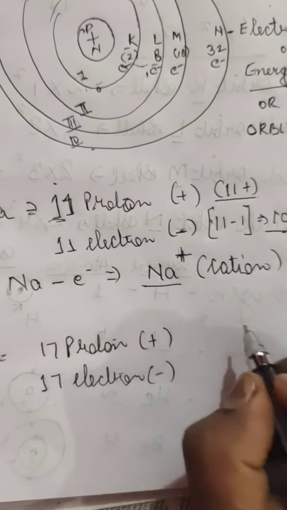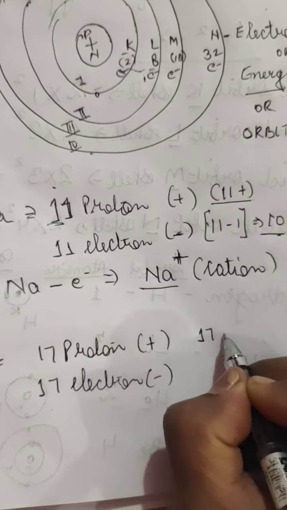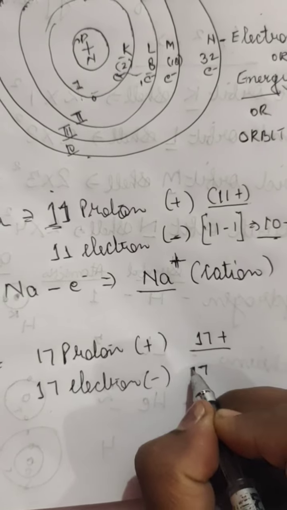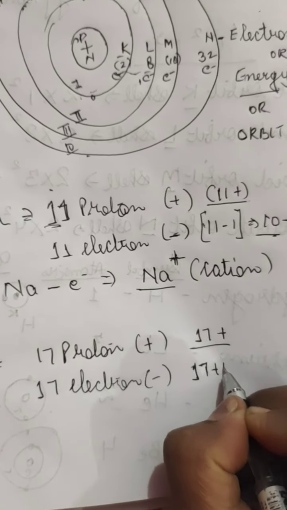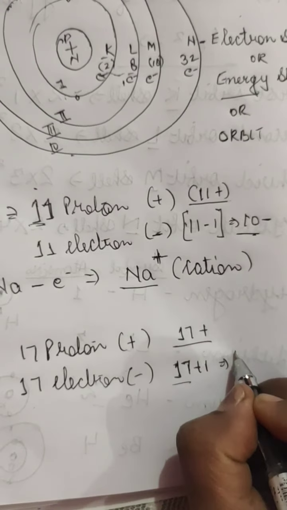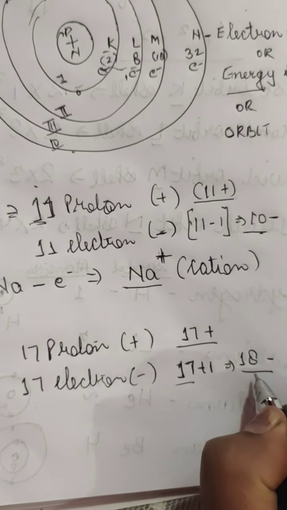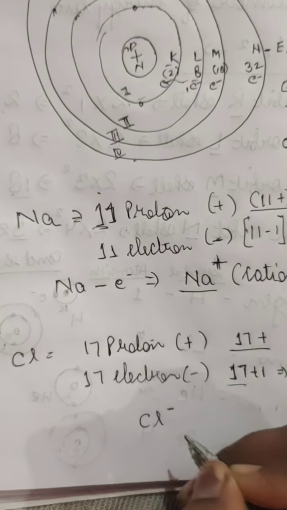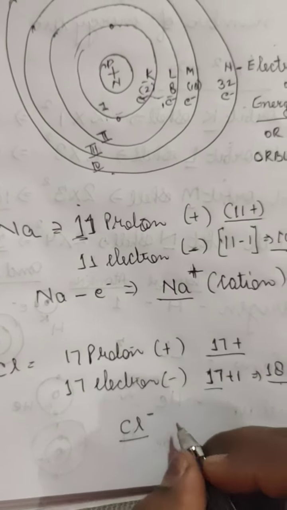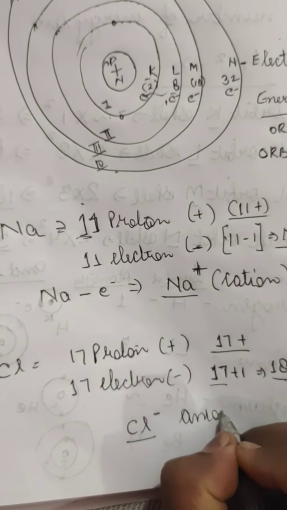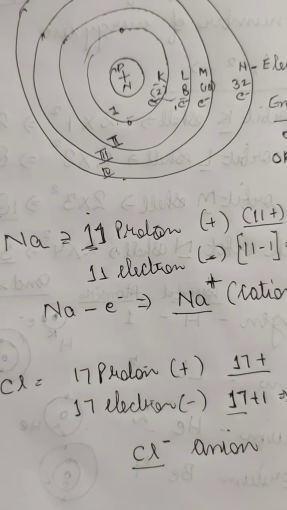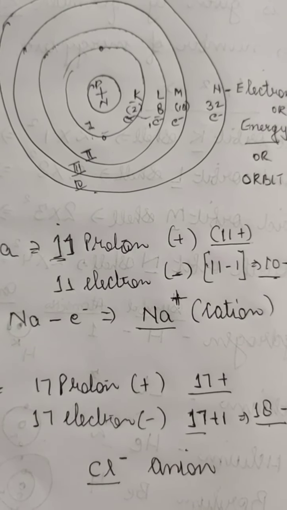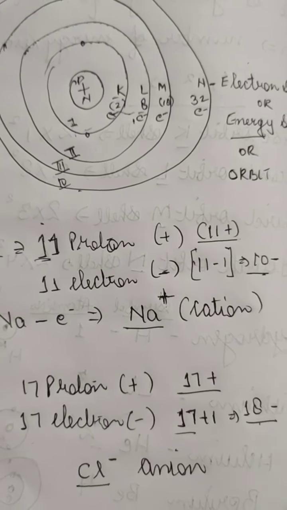And chlorine had 17 positive charges and 17 negative charges, but 1 electron, which is negative, is added to this. So now it has 18 negative charges. The more negative charge it has, the symbol will be Cl minus. That means it is a negatively charged ion, which is called an anion. So this is the story behind positive and negative charge: the atoms which donate electrons will have a positive charge.